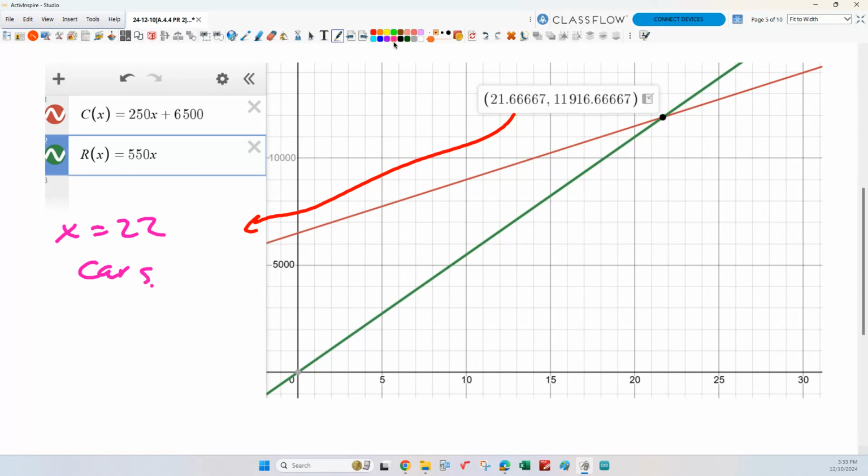That's how many we'd have to make to break even, right? Everybody get that? Okay, good. All right. We will wrap this up tomorrow and you'll have some work.